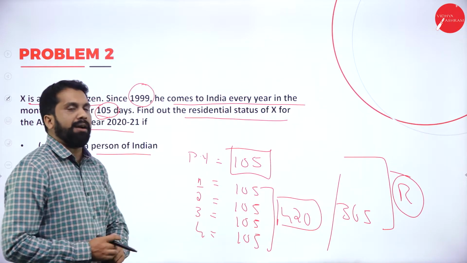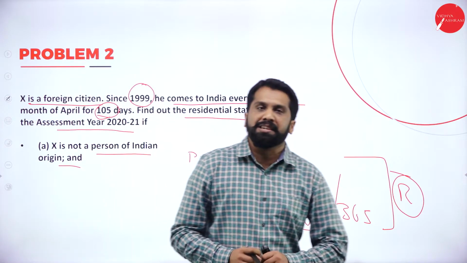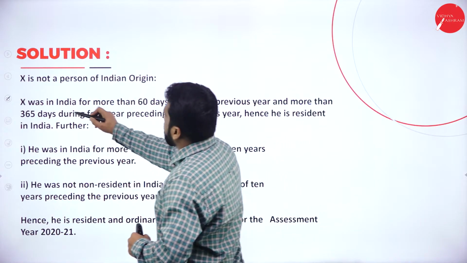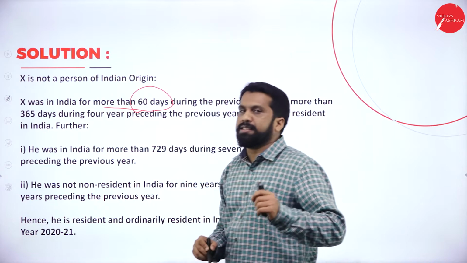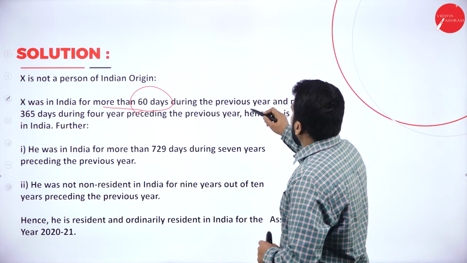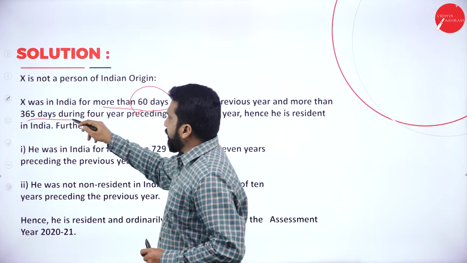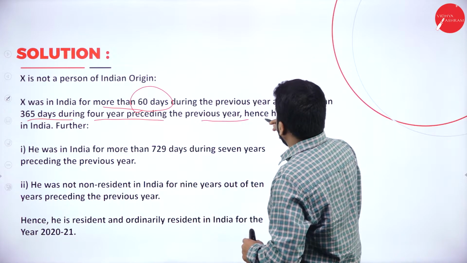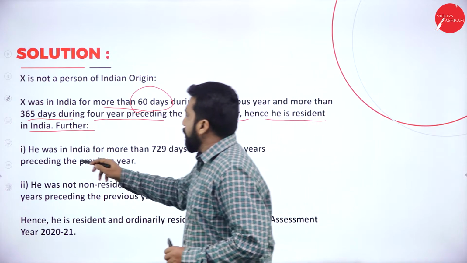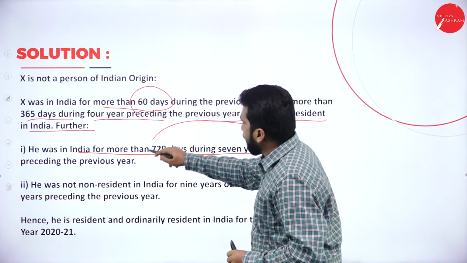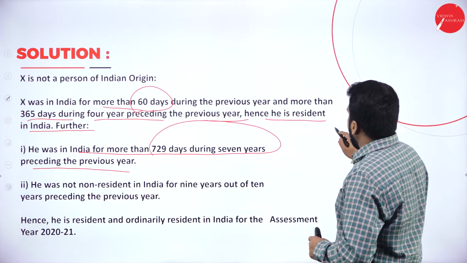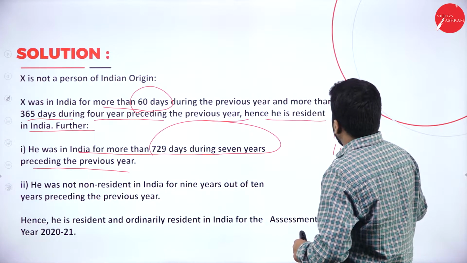So like this, you have to calculate the residential status. As per this solution, X was in India for more than 60 days. The answer is yes. Why? Because he was there for 105 days, and more than 365 days during the years preceding the previous year. Hence, he is resident in India. It is clear. Then, was he in India for more than 729 days preceding the previous year? The answer is yes. Why? Because every year 105 days.